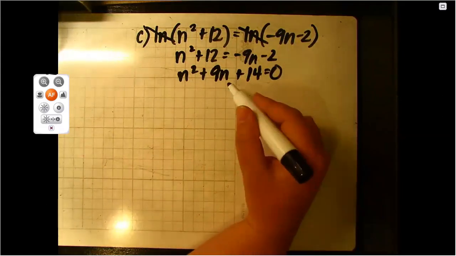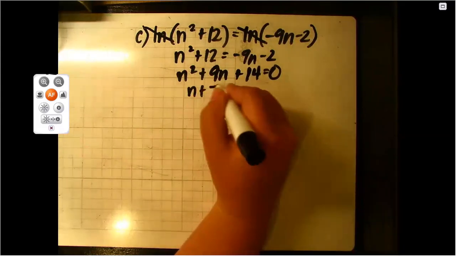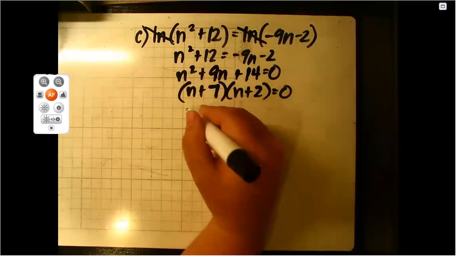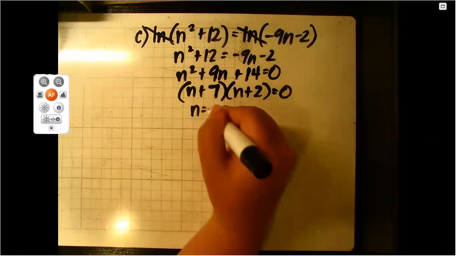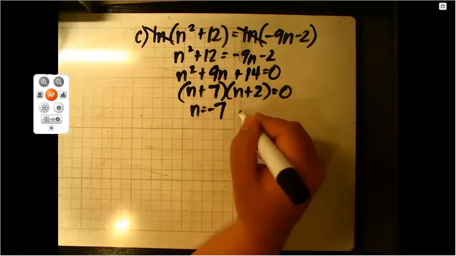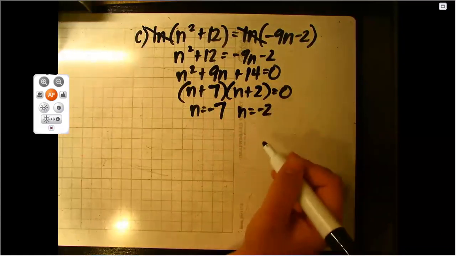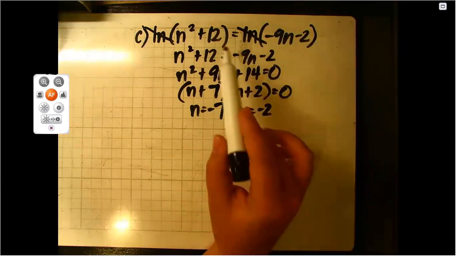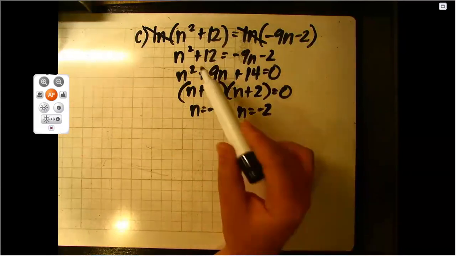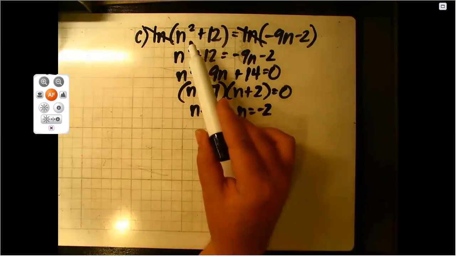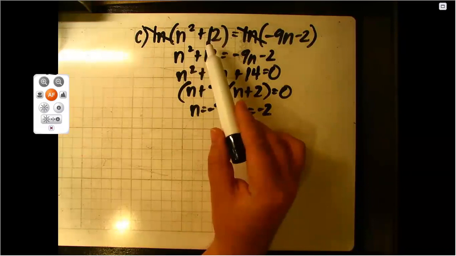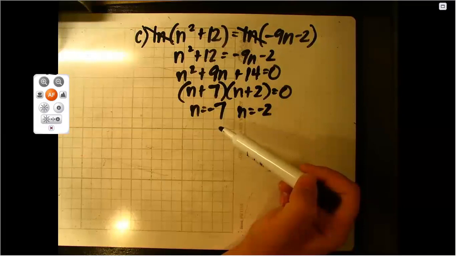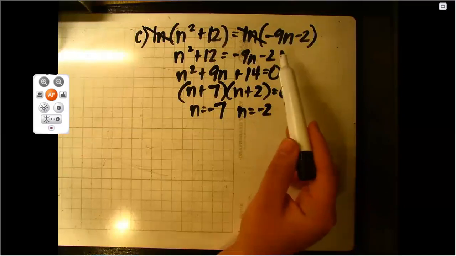I want to multiply to 14 and add to 9, so that's going to be 7 and 2. All right, and then set everything equal to 0. So n plus 7 equals 0 means n equals negative 7. N plus 2 equals 0 means n equals negative 2. All right, now I just got to double check. My answers can be negative as long as what's inside is positive, right? Well, for the first one, both of these are negative, but if I square them, it becomes a positive, and then if I add 12, it stays positive. All right, over here, a negative number times a negative number becomes a positive, right? And then subtracting 2 is not going to make it a negative, so we're good.